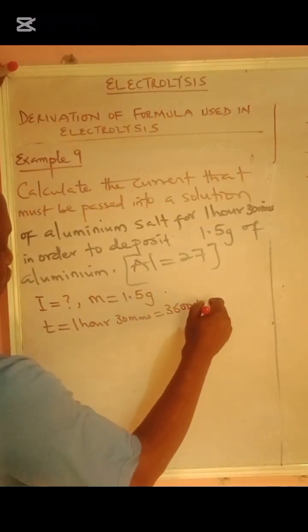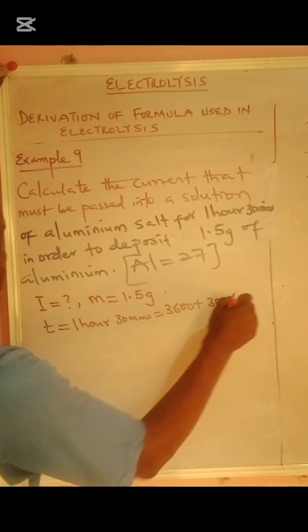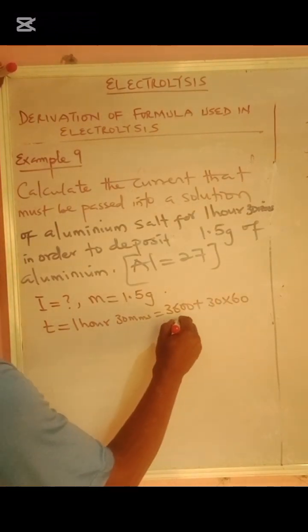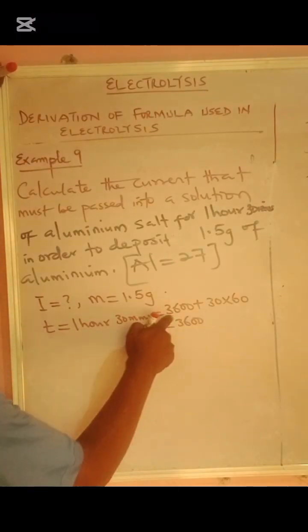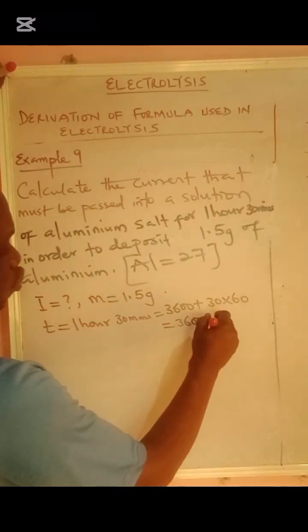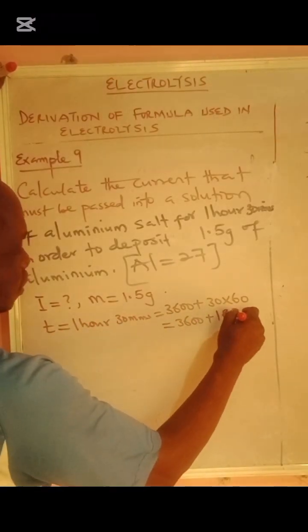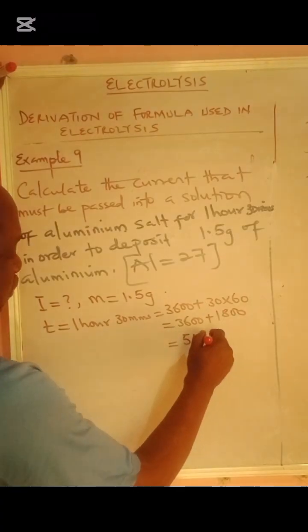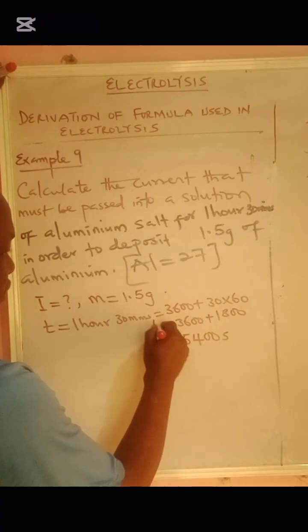3,600 seconds plus 30 times 60. You convert 30 minutes to seconds by multiplying by 60. So 1 hour is equal to 3,600 seconds, plus 1,800. So this one will be 5,400 seconds. This is our T.